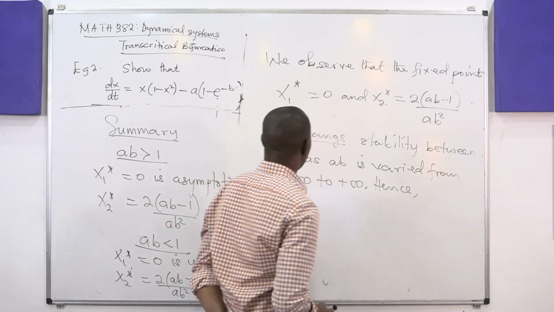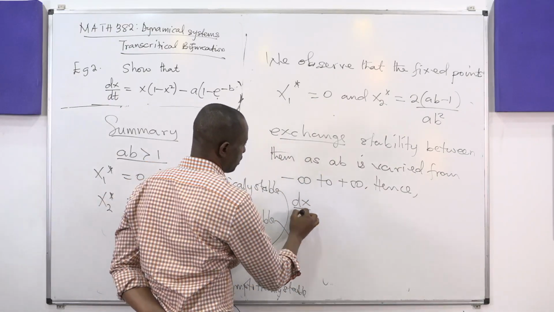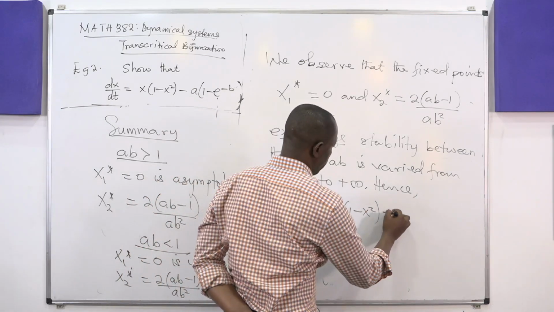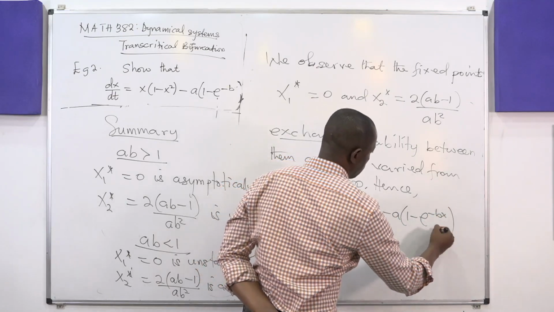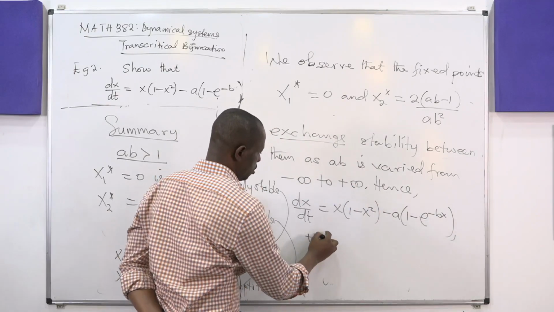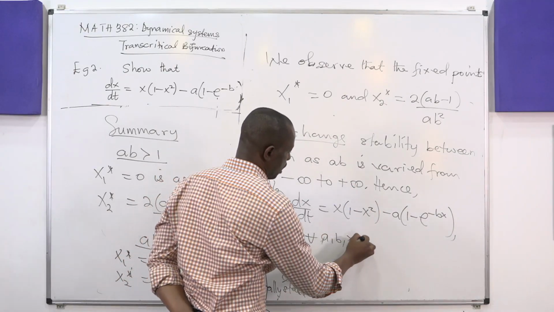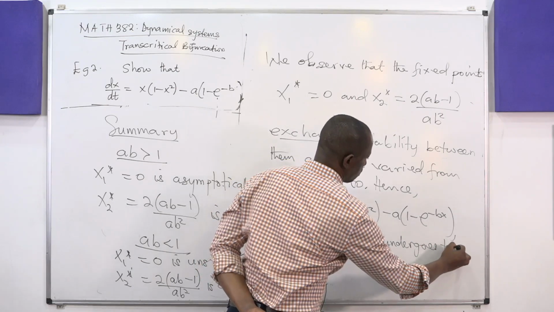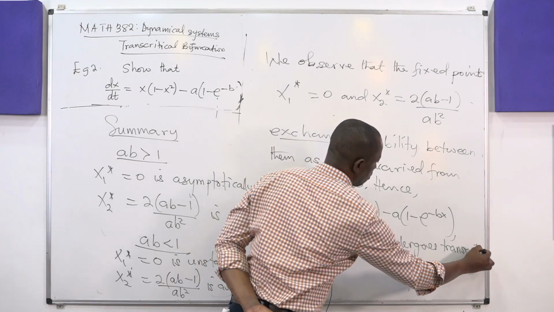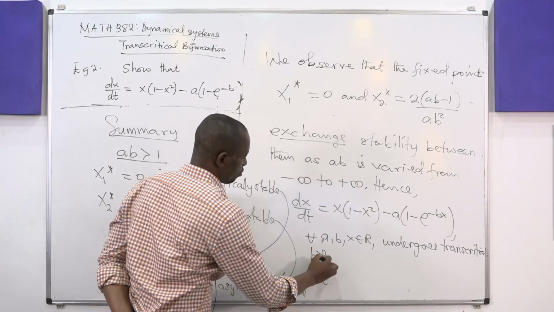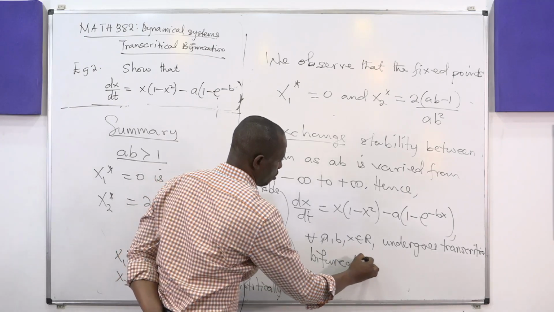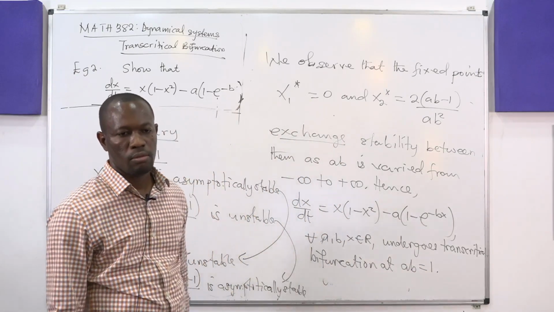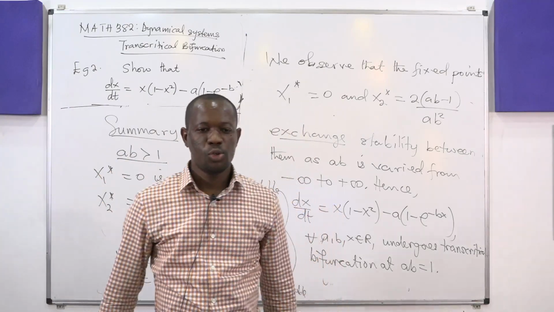Hence, the equation dx/dt equals x(1 minus x) squared minus a(1 minus b) minus bx, for all a, b, x in R, undergoes a transcritical bifurcation at AB equals 1. So we have ended the lecture.